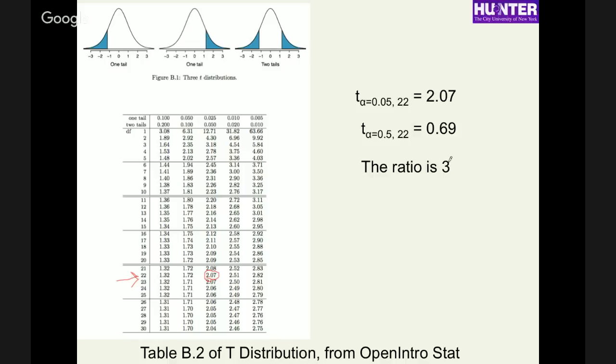So I could ask you something like, how much bigger should a 95% confidence interval be than an 80% confidence interval? And you could answer that just by looking up in this table what the difference in the ratio of those t statistics is.